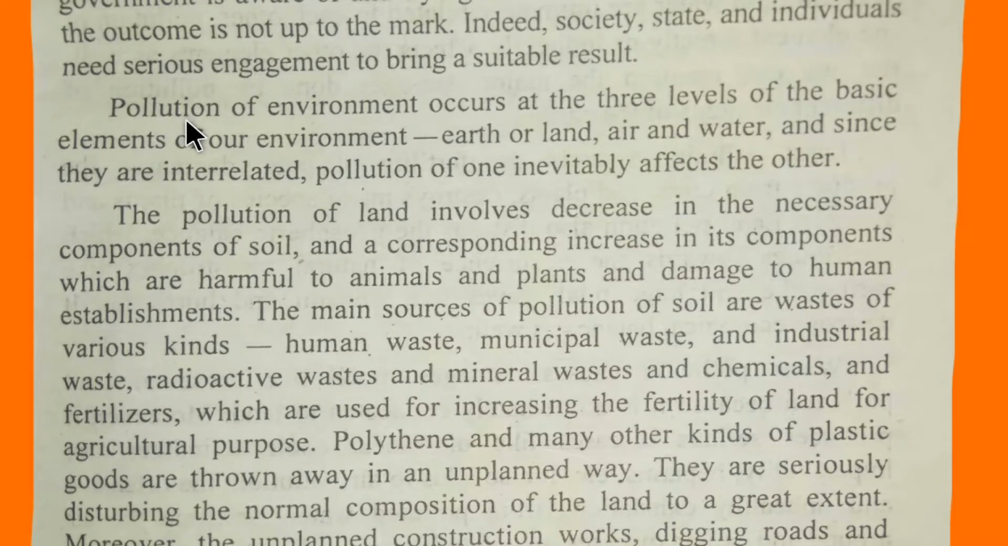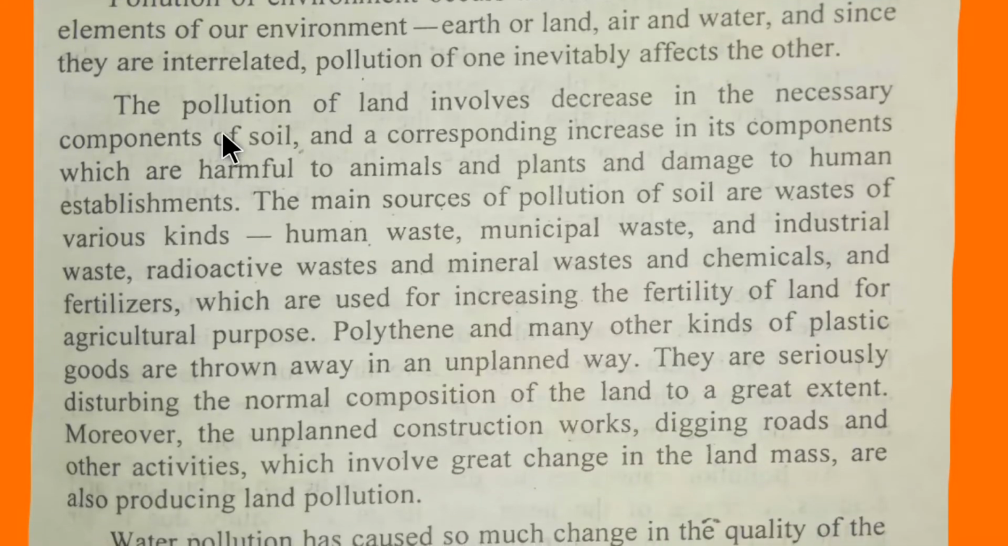Second paragraph. Pollution of environment occurs at three levels of the basic elements of our environment: earth or land, air and water. And since they are interrelated, pollution of one inevitably affects the other. Next paragraph. The pollution of land involves decrease in the necessary components of soil and a corresponding increase in its components, which are harmful to animals and plants and damage to human establishments.